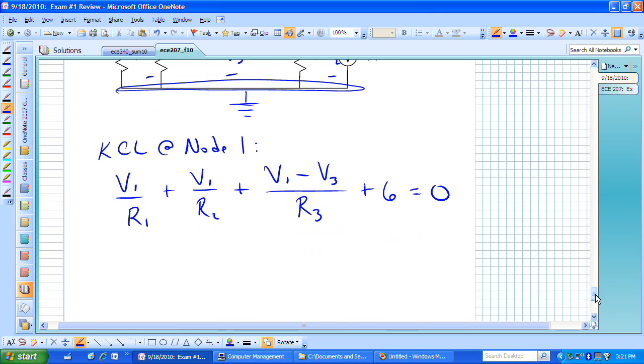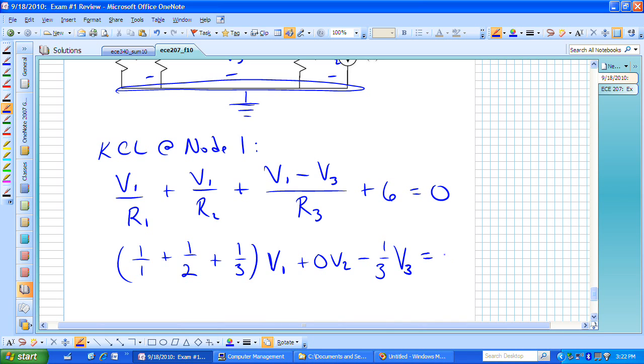That's equal to 0. We can combine common terms, and we now have 1 over R1. Let's go ahead and replace that with its numerical value of 1. 1 over R sub 2, which is 1 over 2, and 1 over R sub 3, and R sub 3 is 3. Those all multiply V1. We have nothing multiplying V sub 2. We have 1 over R sub 3 multiplying V sub 3, or we have minus 1/3 V sub 3. Moving the terms that are not multiplied by any of our node voltages to the right hand side, we can do that by subtracting 6 from both sides, which gives us now minus 6 on the right-hand side. This is now one of our 3 equations that we need to find.